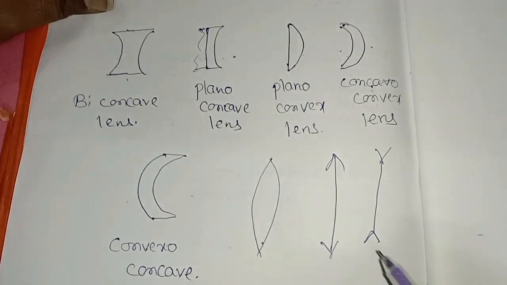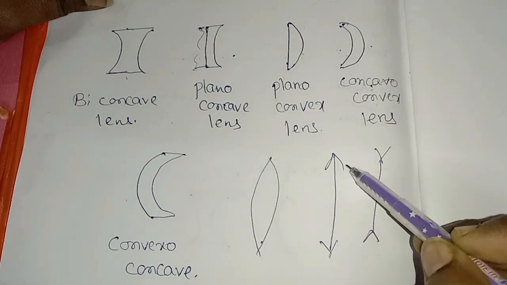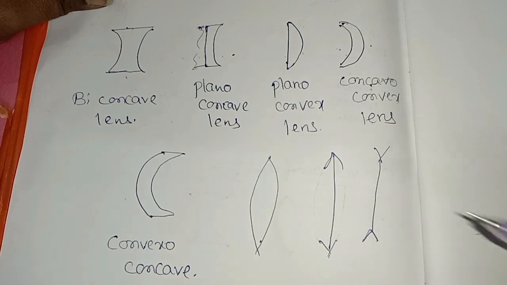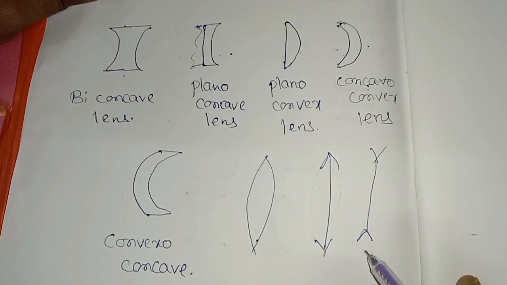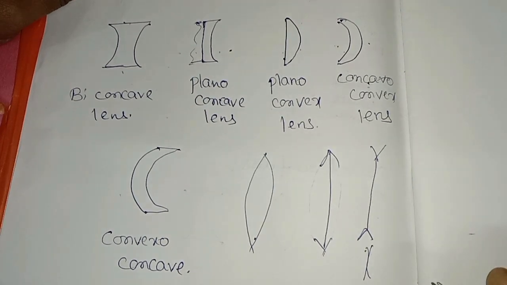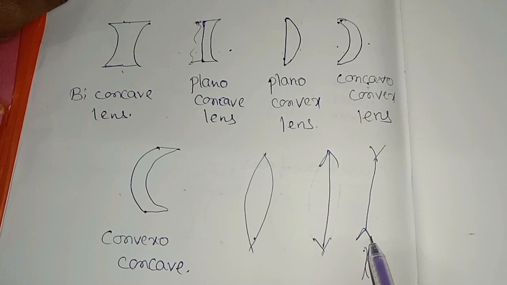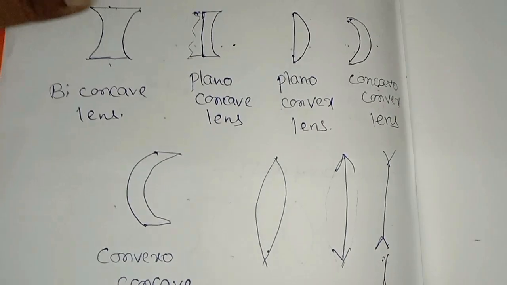How to remember this one? Simply, if you extend these ends, you will get a concave lens, right? If you extend like this, it resembles your convex lens, right? And if you have two concave lenses together, you will get this picture. So this is the logic to remember. Convex lens, concave lens, biconcave lens, biconvex lens, short form. Okay. Right.